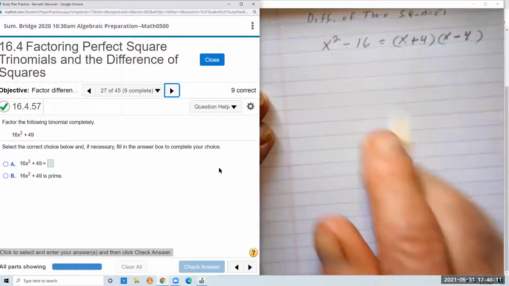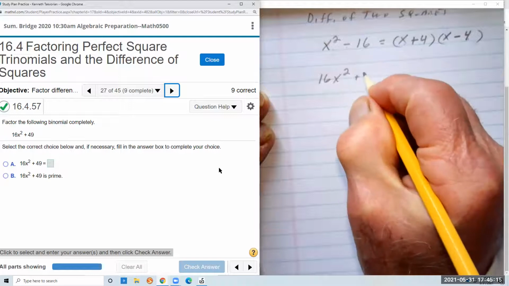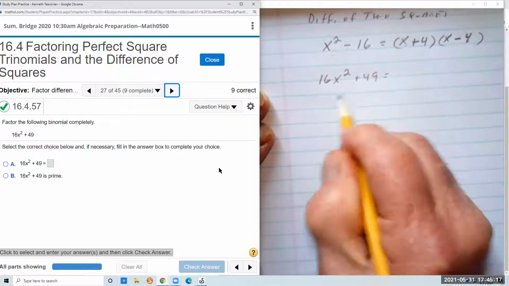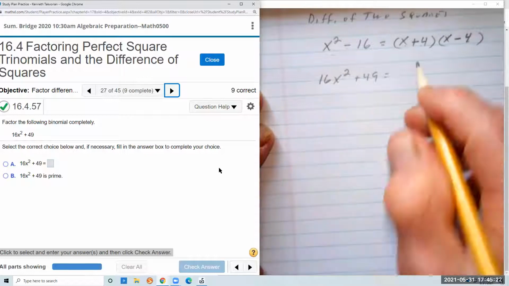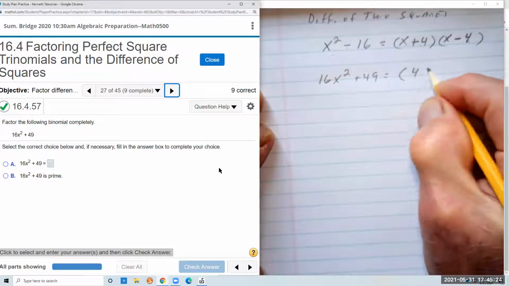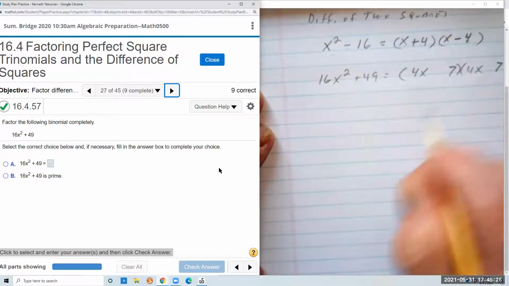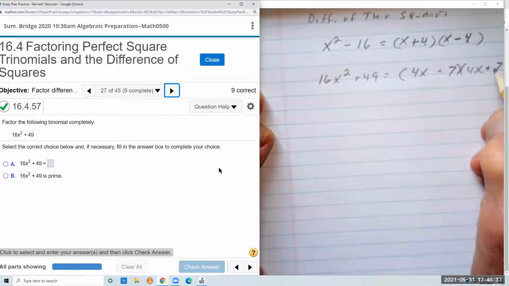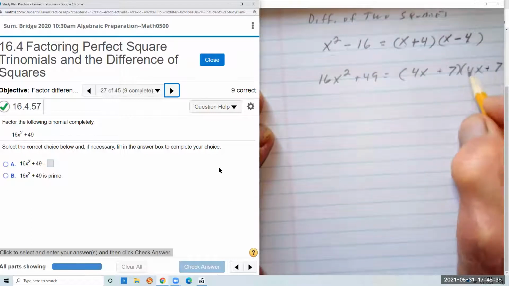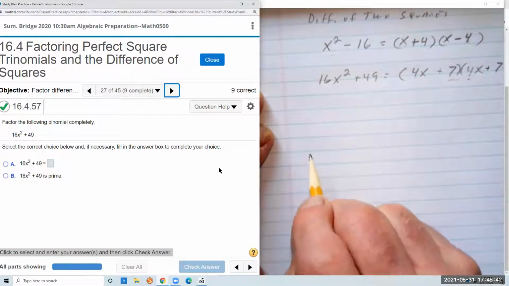The next problem is 16x squared plus 49. I did say the sum of two squares is non-factorable, but many people try to do it. They say 4x and 4x. They say 7 and 7. If they make them both plus, they get the last term, but they get an inside and outside product of 28x and 28x, or 56x, which we can't have.